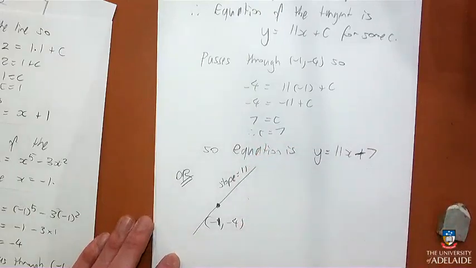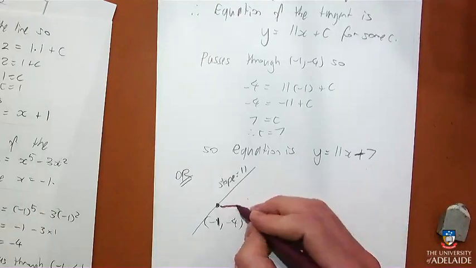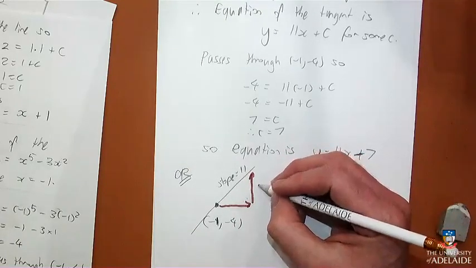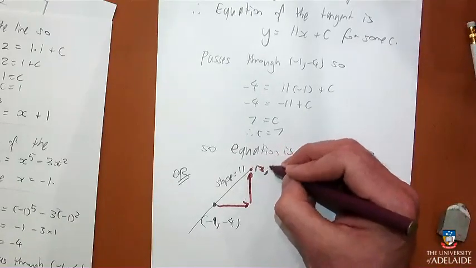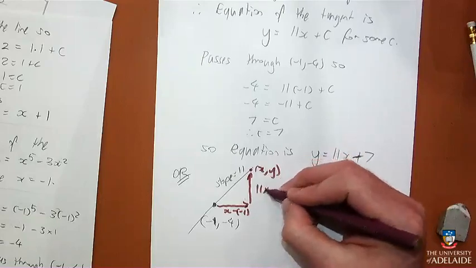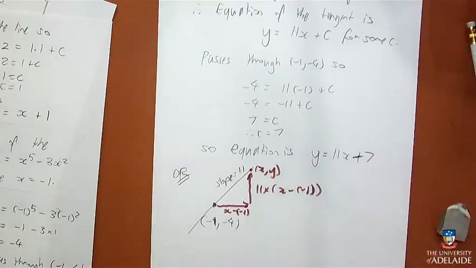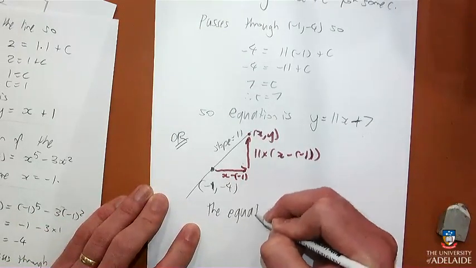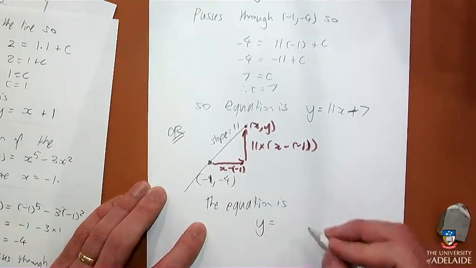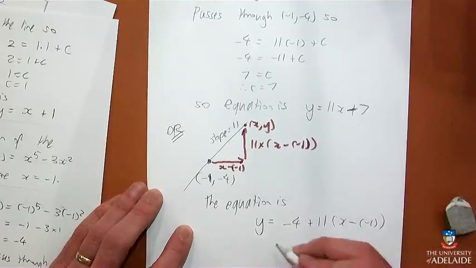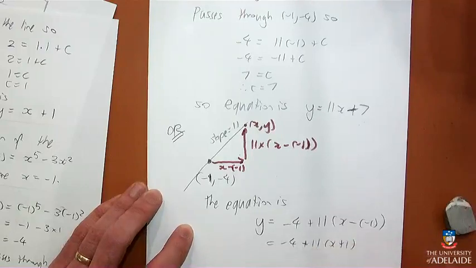Slope is 11. If I go across a bit and up a bit, I know that this distance is 11 times this distance, because that's how slopes work. So if I'm here at the point x, y, this distance is x minus 1. And I know that this distance is 11 times x minus 1, because that's how slopes work. And so therefore, I started at minus 4, so I've got to add this on. And so the equation becomes y equals the original y value plus the slope times x minus the x value. And it's totally okay to leave it in that format if you like.